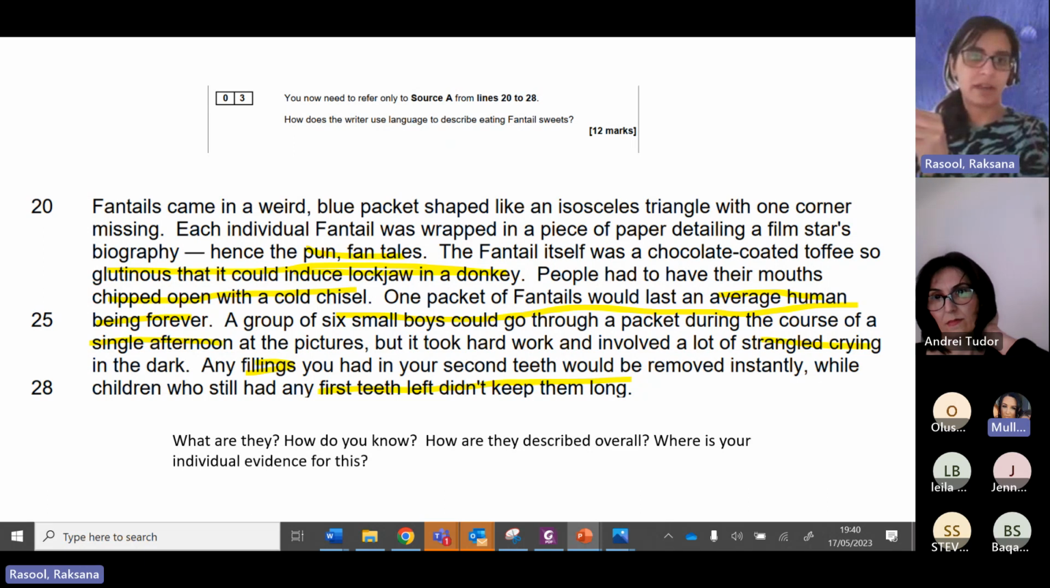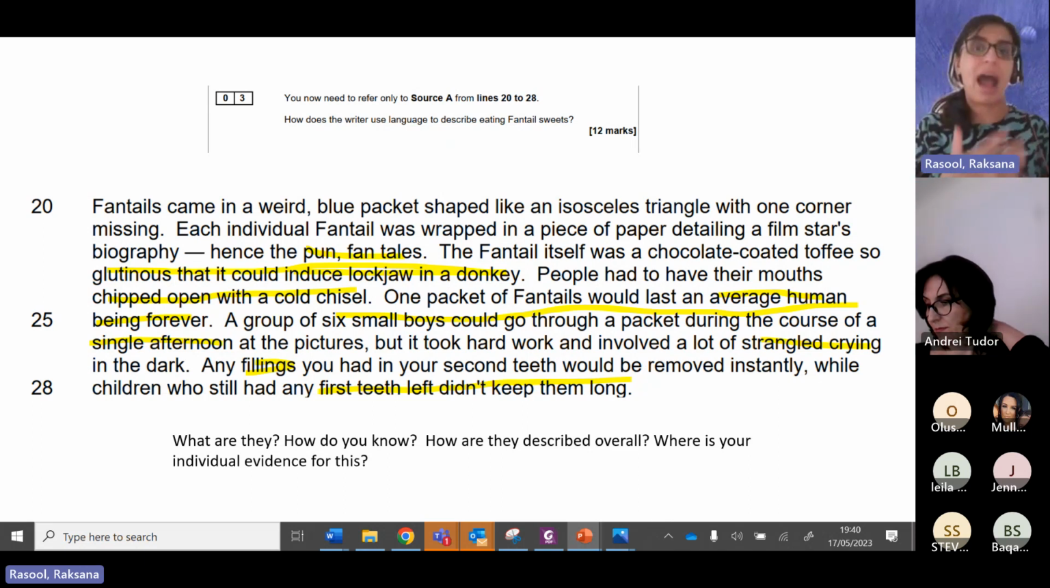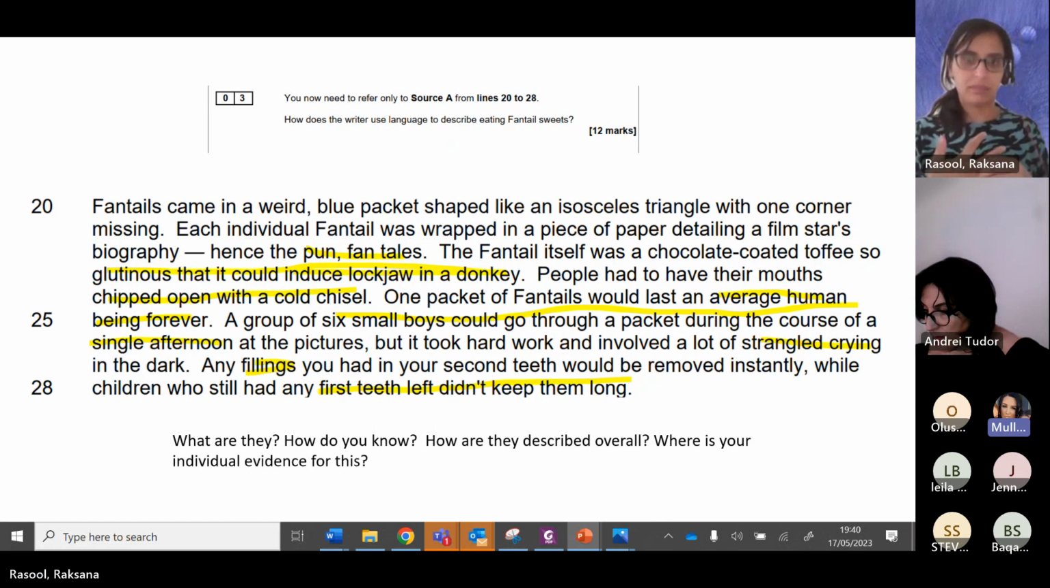How does it describe the fantail? Actually, the fantail sounds really painful to eat. It sounds like a horrible sweet to eat, but the boys keep going back to it, perhaps because it's so difficult. So it's not what you would expect from a sweet as such, but it is what you'd expect from kids who could go through a packet through the course of an afternoon and lose all their fillings and baby teeth. Lovely. Thank you so much.